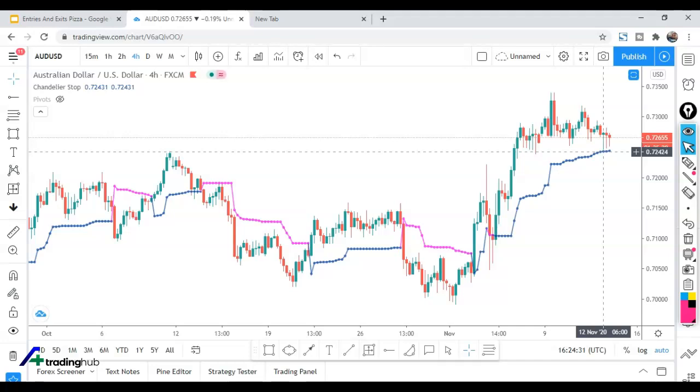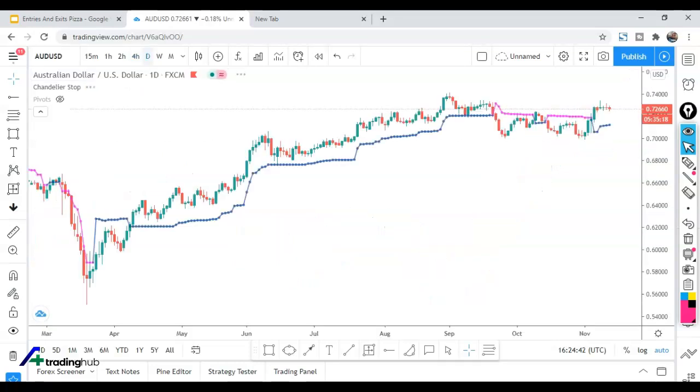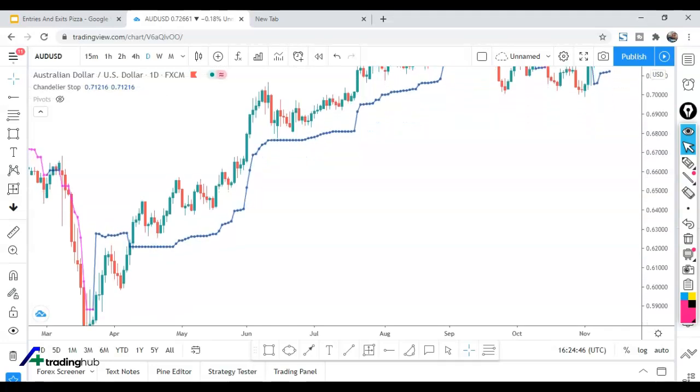All right, so that is Chandelier Stop. I've just shown you how to use it to decide where you should place your stop loss and how you can use it to trail your stop loss.